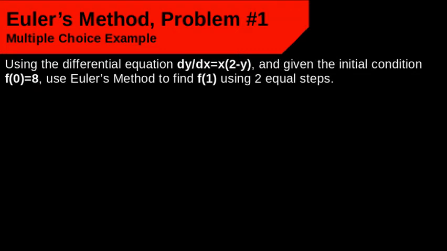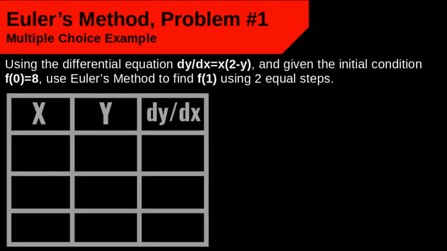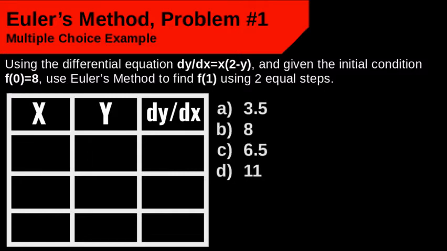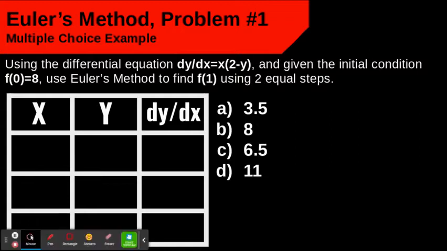The important parts to remember are the differential equation, the initial condition, and what we need to find. The best way to do Euler's method is to arrange it in a table. You can work down a sheet of paper, but making a table makes it much simpler to keep track of. Our options for the multiple choice are A, 3.5, B, 8, C, 6.5, and D, 11.